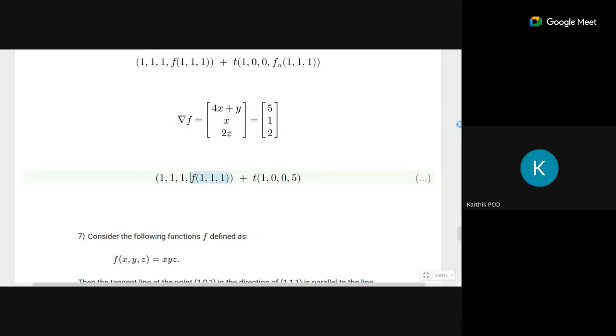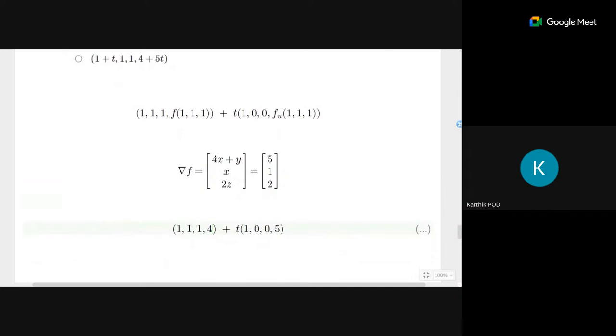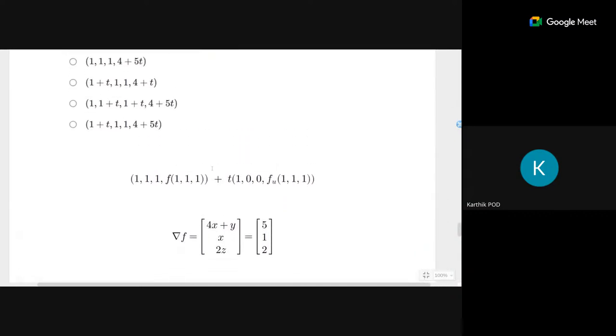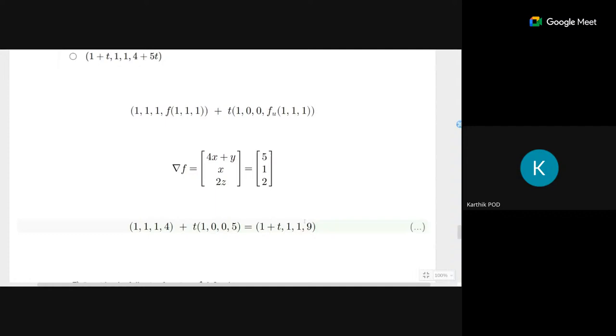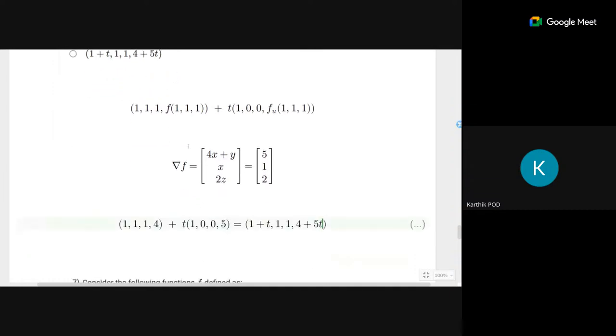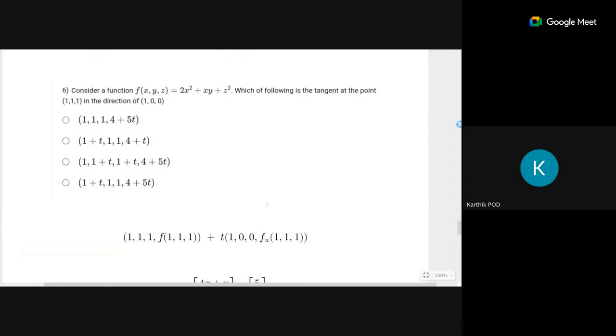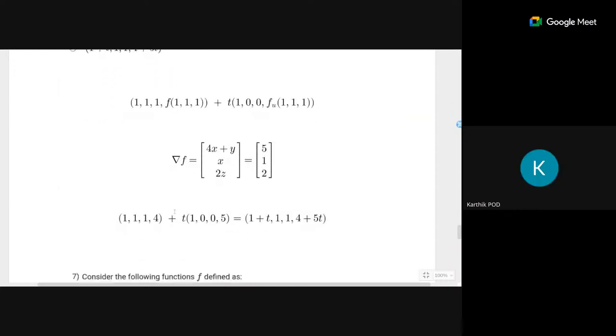The function's value at 1, 1, 1 is 2 + 1 + 1, 4. Right? So this is 1, 1, 1, 4. If they want to express it as a single vector, it will become 1 + t, 1, 1, and, okay, something we have missed, it should be 5t. Sorry, 4 + 5t. Right? So 1 + t, 1, 1, and 4 + 5t. Okay, so this is the way to do it for three variables. Sir, this is a tangent, but it is in this form because it is also an affine subspace. Right, yeah. This is a tangent line, and yes, this is also an affine subspace.